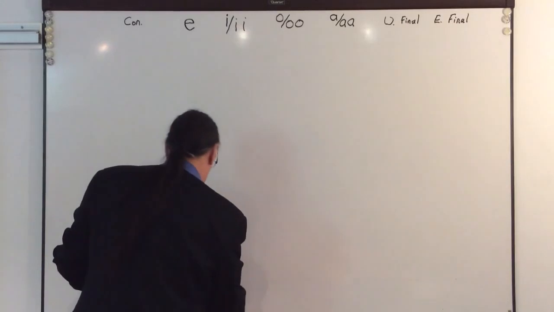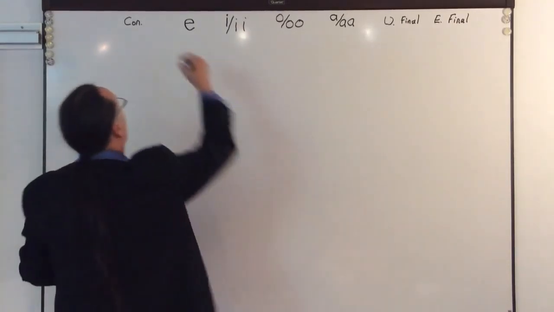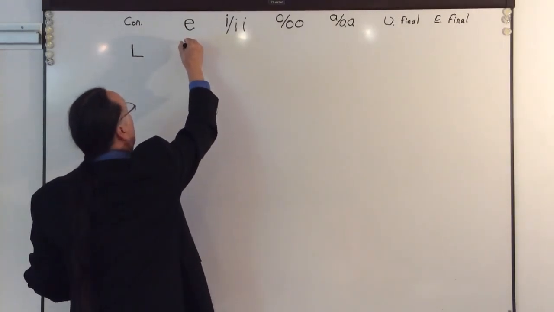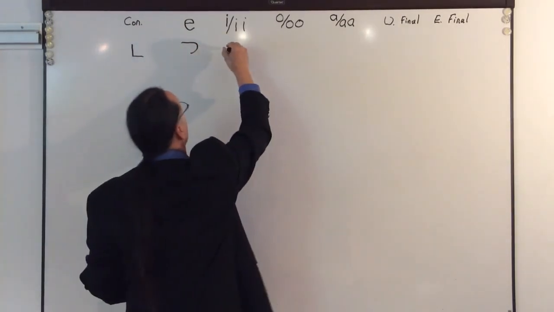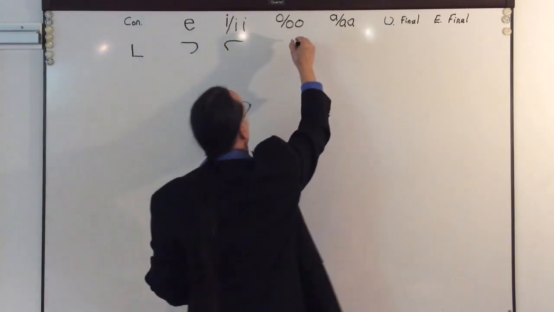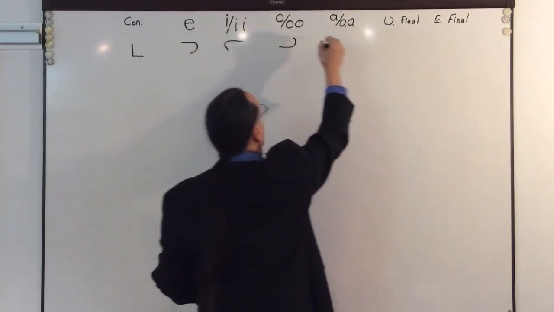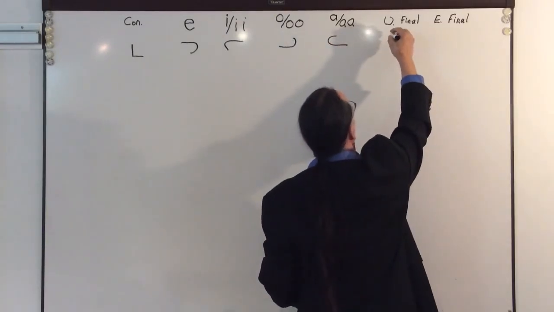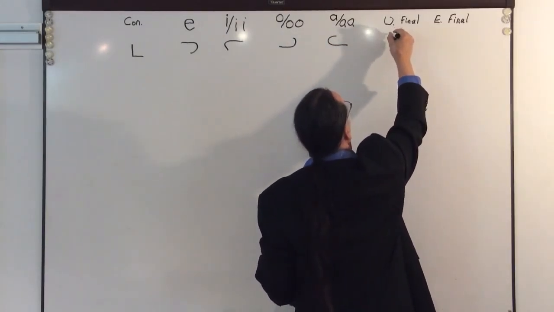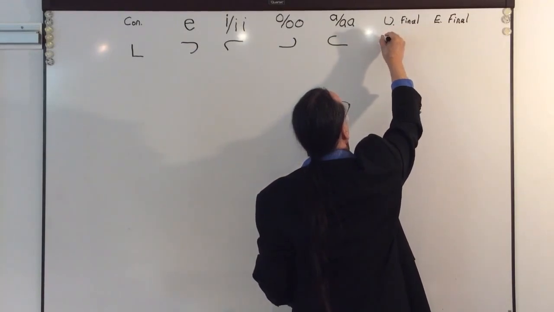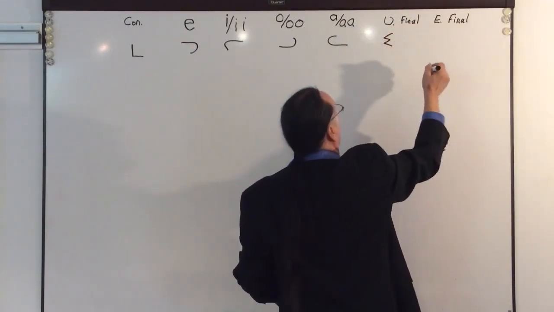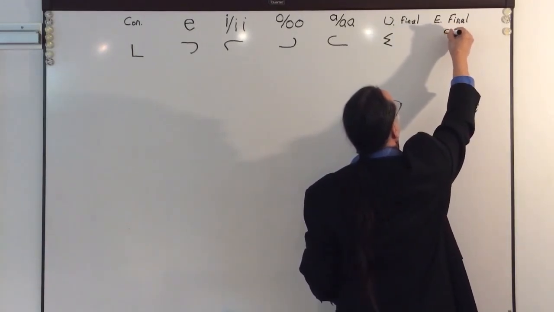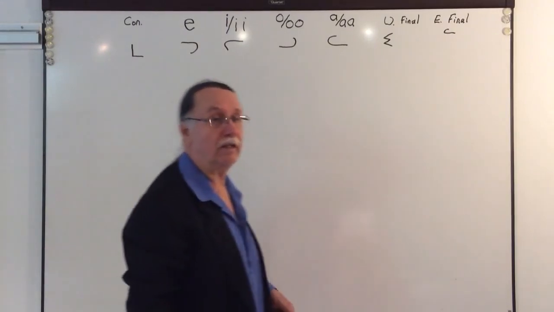Okay, the first one is L, and it looks like this: le, li, lo, la. And the Western final points to the left, and the Eastern final is just, like all things in the East, a little la.